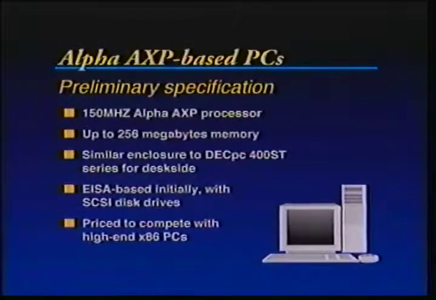Anyway, the preliminary specification for this system looks like it'll be built around the 150 megahertz Alpha AXP processor. And in terms of just clock speed alone, this is twice the speed of the highest end 486 system. And in addition, it'll be able to support up to 256 megabytes of memory. As far as what the system's going to look like, it'll look very much like the DEC PC ST systems, Starburst or Short Tower systems that you see today. So it'll consist of a small tower about 1.5 feet high.